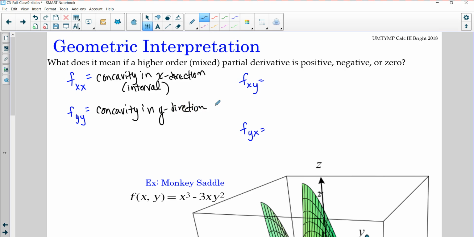Okay, the other two, these are a little bit more interesting, and we'll talk about these in our next figure. Essentially, what we have to do is we actually kind of look at it as like, oh, let's look at f sub x as we apply a derivative of y. So we talk about it kind of in that way. So really, it's the rate of change of f sub x in the y direction.